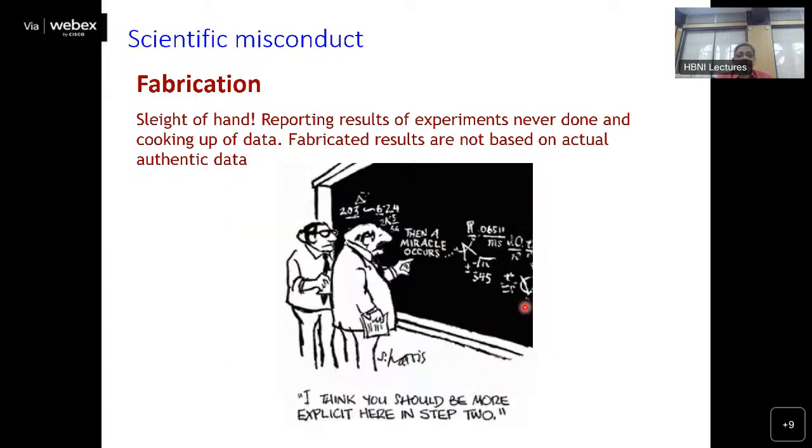And you expect some kind of magic. You suddenly get a lot of data which is totally cooked up.